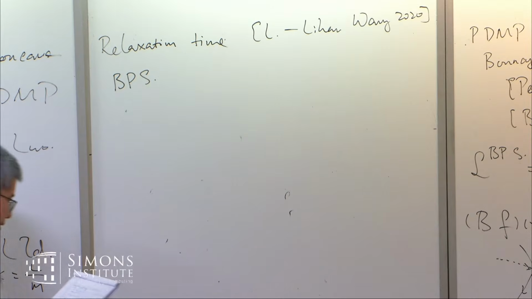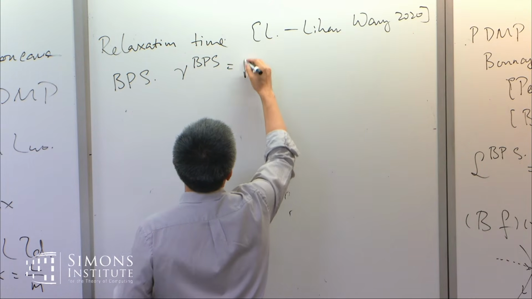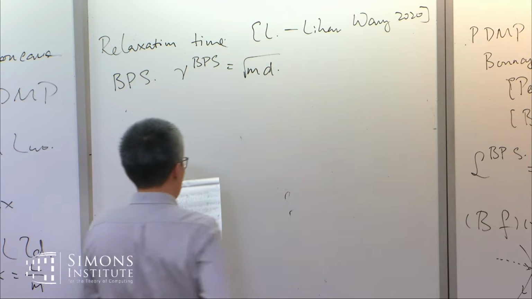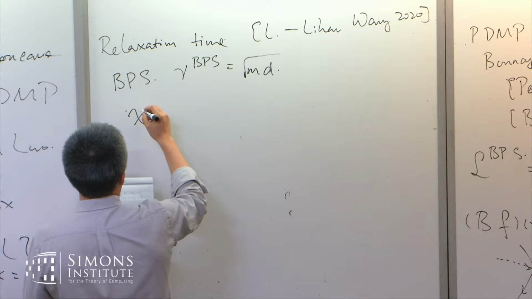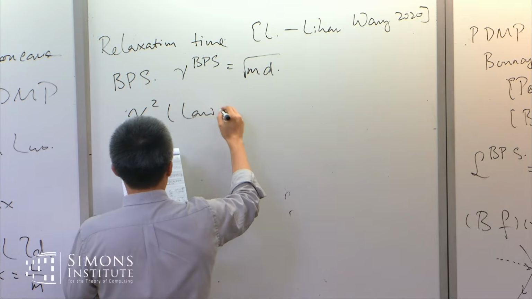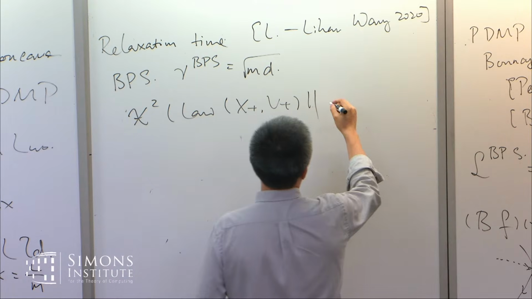And now for the BPS, it turns out that you need to choose the rate which is m times d, and then the theorem says that if you characterize the convergence in terms of chi-square, and convergence to the target measure.